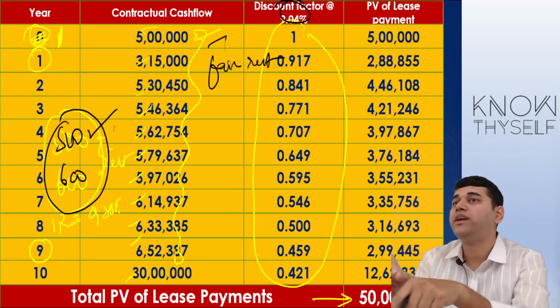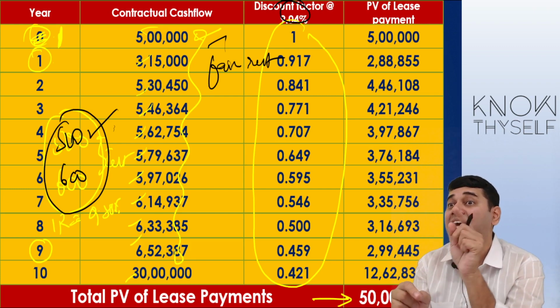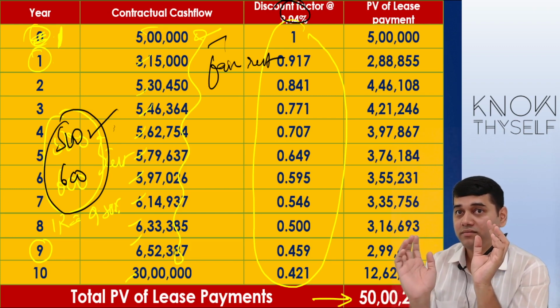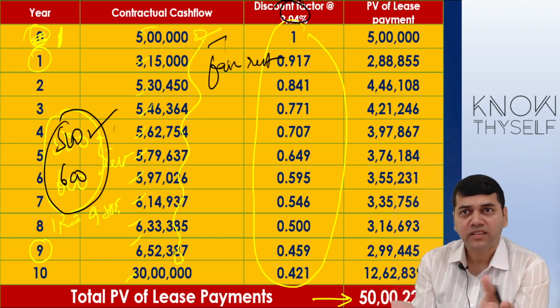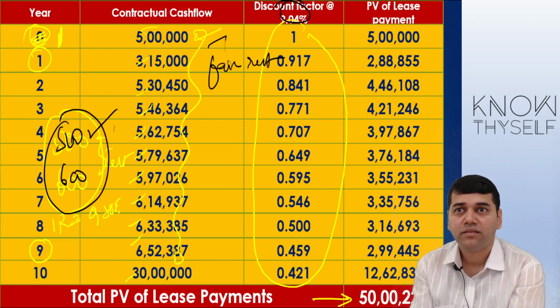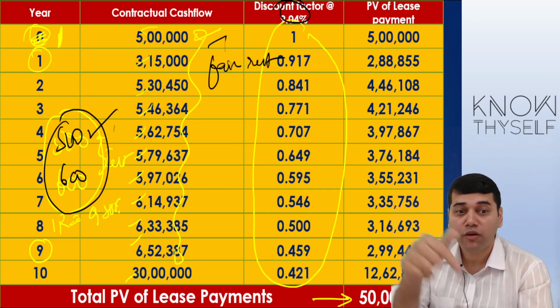And the only component sitting there is the time value of money. Nothing else is sitting. Instead of this, I could have sold you at 50 today. But I am selling you. That's why. Now you understand.